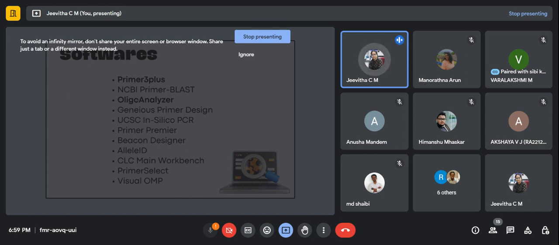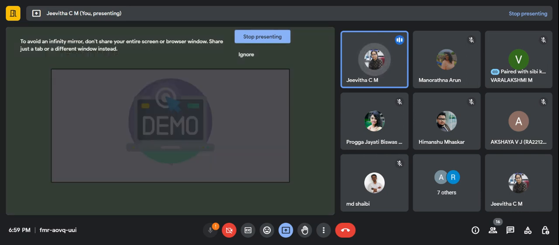So you can analyze whether these primers will be suitable for our study or not. For that, we will be seeing the Oligo Analyzer. And other things also, we can design primers, and in every other software there will be some criteria or some understanding they have designed. But mostly we'll be using Primer3Plus, and we'll have the demo session.